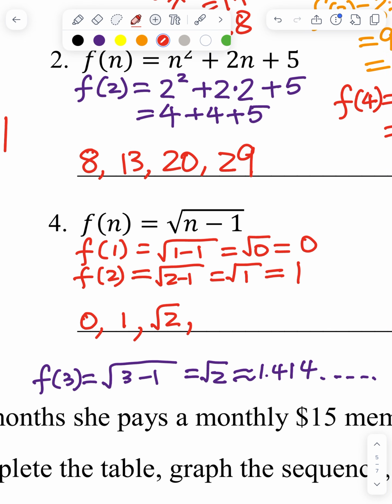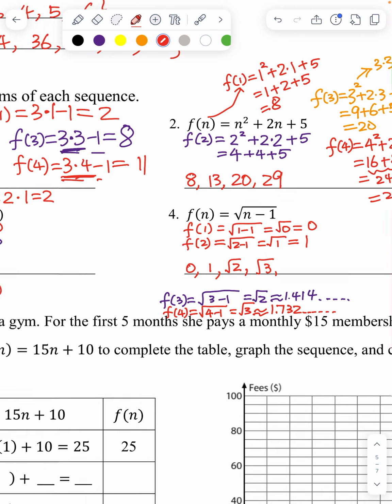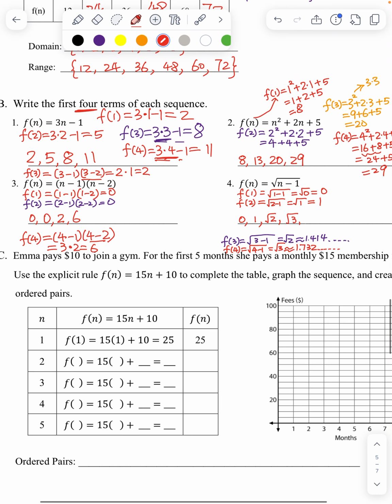Okay. Next term, which is 4. F of 4, square root of 4 minus 1, that is square root of 3. So square root of 3. That's it. Square root of 3 is about 1.732. So this is number 4, the sequence.